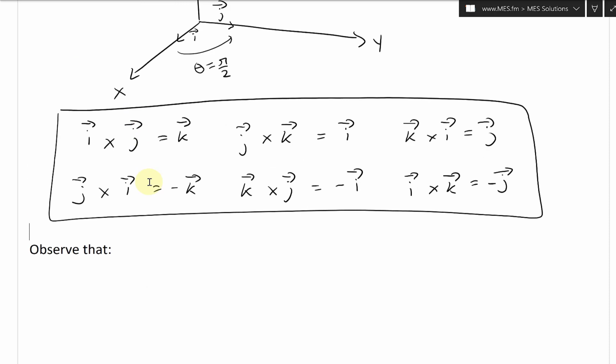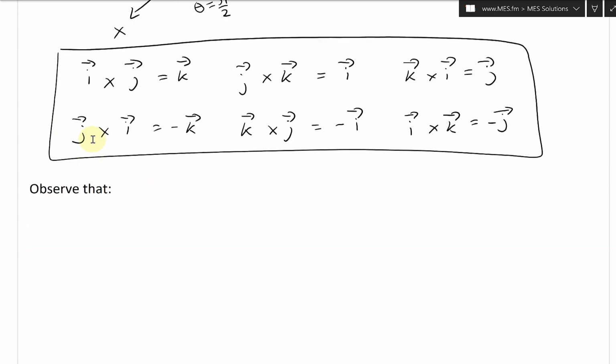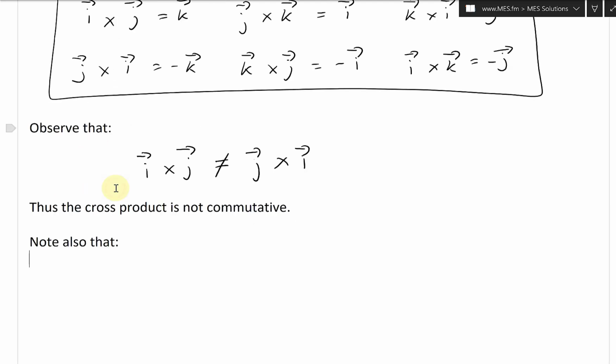Alright, so now from this, observe that when you flip around the cross product directions, you don't get the same answer. So in other words, observe that i cross j, for example, is not equal to j cross i, like that. Because it doesn't have this property, the cross product is said to be not commutative. So you can't just rearrange it and do that.